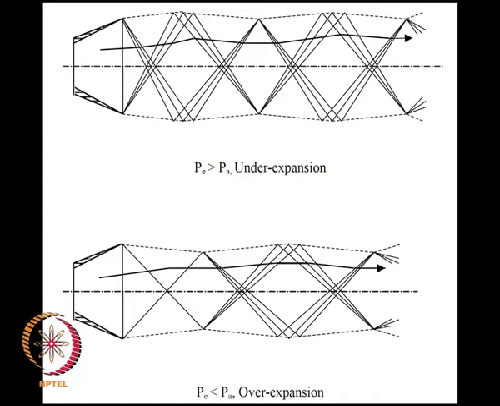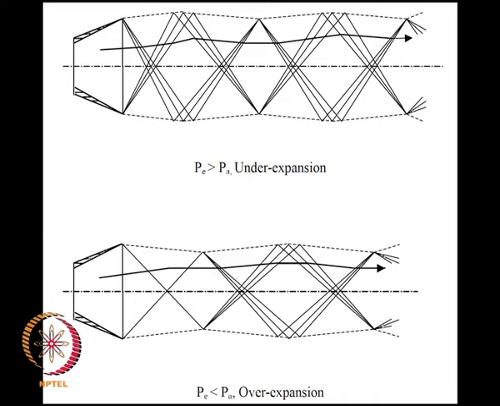Now if you have a case wherein PE is less than PA, then it knows that it has to process itself through an oblique shock. So you will have an oblique shock first, and when this oblique shock hits the free jet boundary, it gets reflected as an expansion fan, and the same on the other side. Then these expansion fans will get reflected as Mach waves. So it will process itself through a series of these till it equilibrates with the ambient pressure.